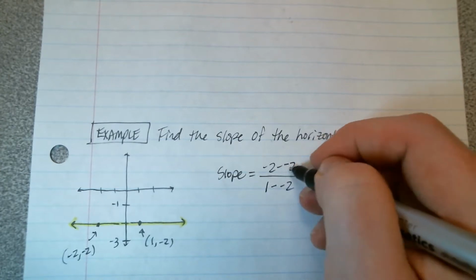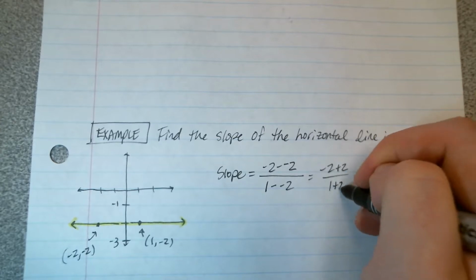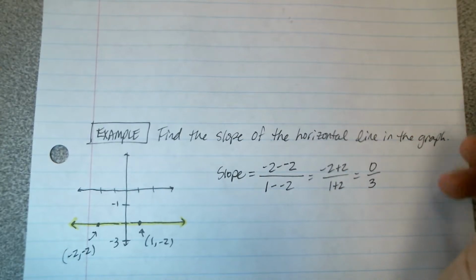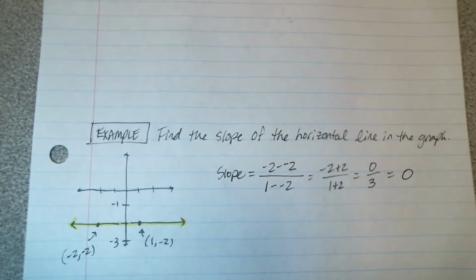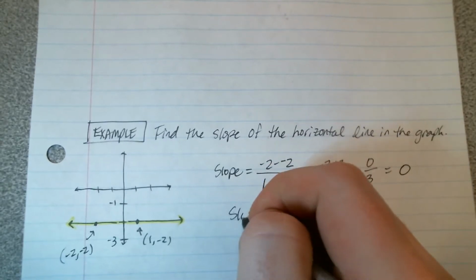So those minus a negative become plus. I'll just rewrite that here. So I have 0/3, and 0 divided 3 ways is 0. So the slope of this line is 0.